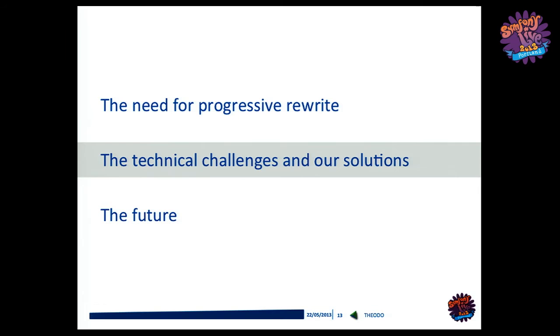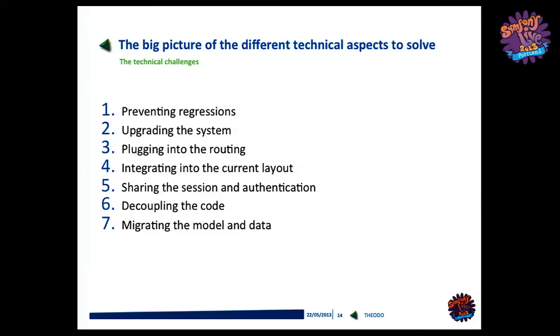So now let's look at the technical side of that when you're trying to rewrite PHP into Symfony 2. Basically, I think we can do that in 7 steps. The first one will be trying to find ways to prevent regressions. Then we'll need to upgrade the system in most cases. And then we'll start doing new developments in Symfony 2 integrated with the legacy app. For that, we'll need to plug into the routing, integrate into the current layout, and share the session. And once we're done with that, we'll try to rewrite some parts of the legacy app by decoupling the code and migrating the model.